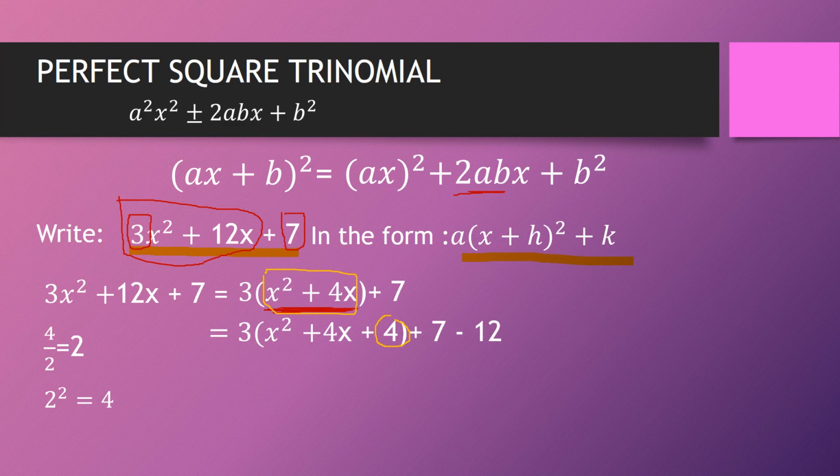But as you see, I add 4 inside of the parentheses, and the parenthesis is multiplied by 3. Really, I do not add 4. I add 12, because 3 times 4 is 12. If I add 12 to my expression, I need to subtract 12, because if you add 12 and you do not subtract 12, you change the expression. And now finally, listen, this is a perfect square.